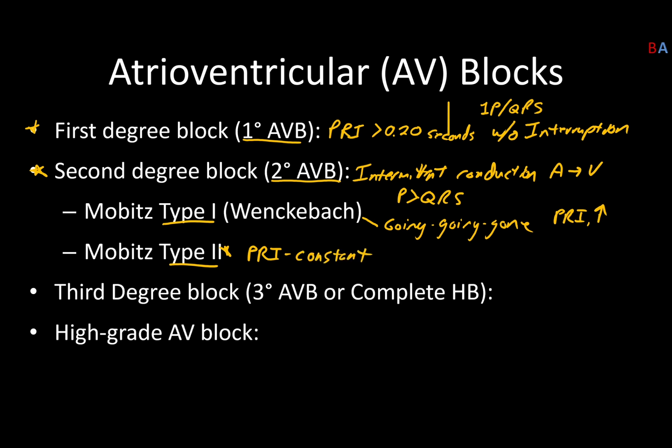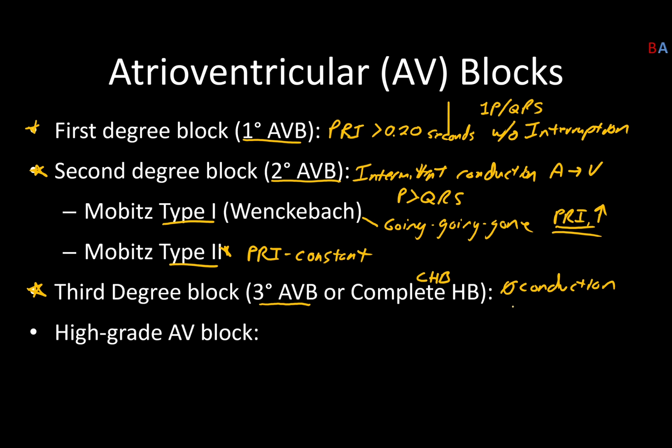And that really is the only difference between type 1 and type 2. Type 2, the PRI is always the same. Type 1, the PRI increases, it gets longer. Finally, third degree block. In a couple different ways people say this. They can either say third degree AVB or call it complete heart block. Both are acceptable. What happens in this situation is that there is no conduction.